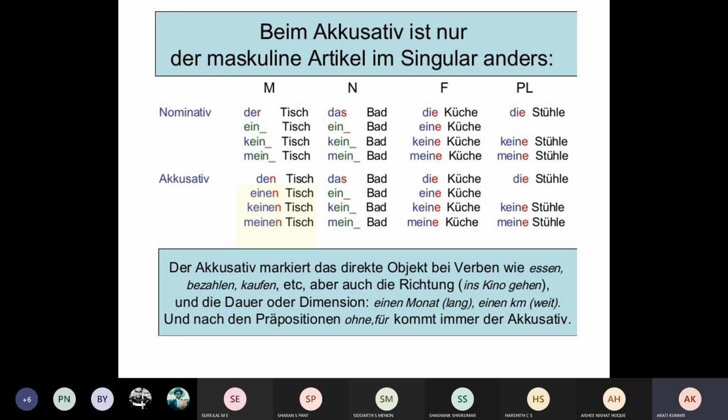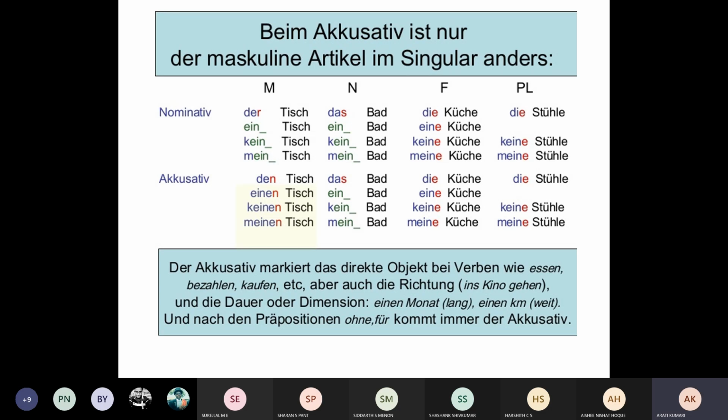So now tell me if you remember, what is Tisch in English? Table. Yes, very good. And Bad? Bathroom. Okay, and then Küche? Kitchen. And Stühle, do you know what Stühle is? It's chairs, plural. Yes. Der Stuhl is one chair, and die Stühle is chairs. So it's a plural form.